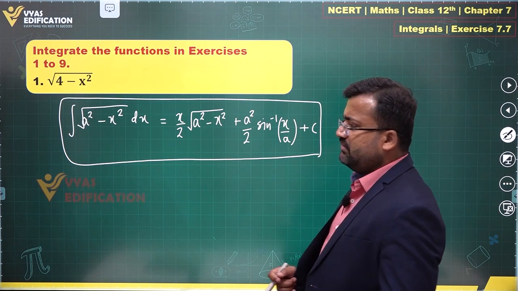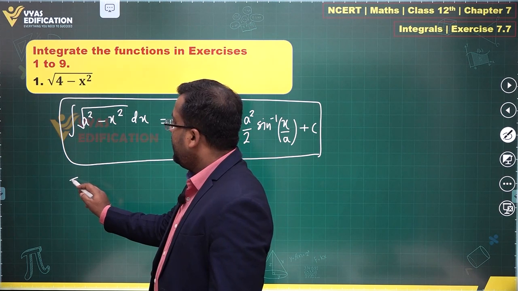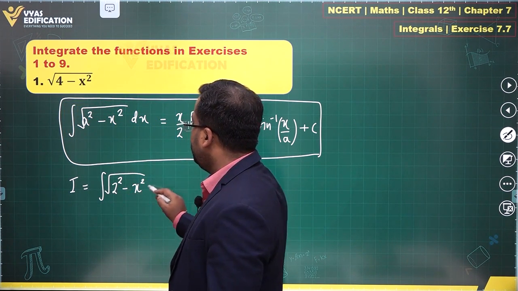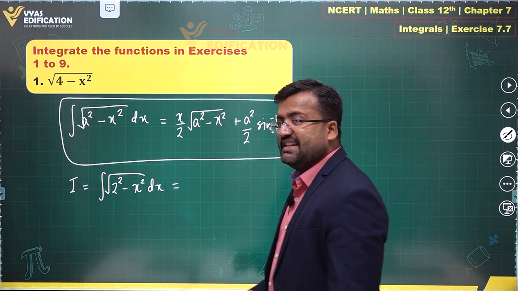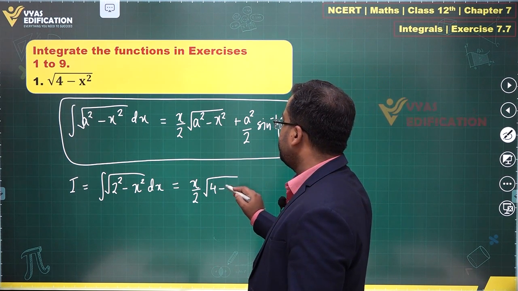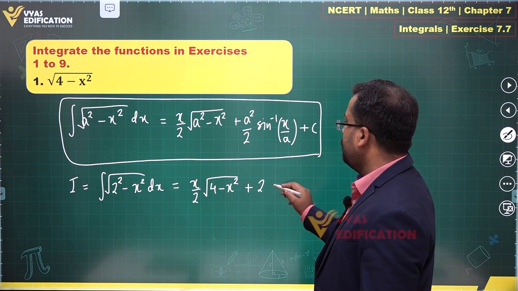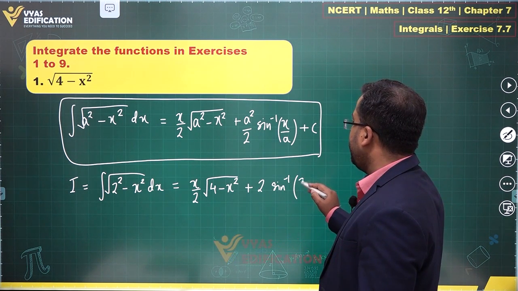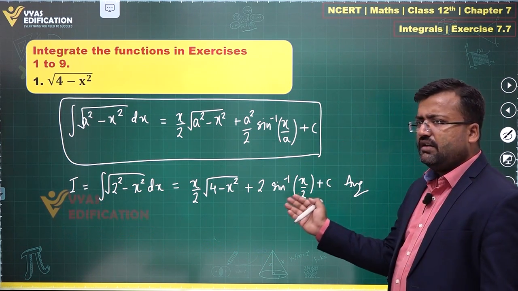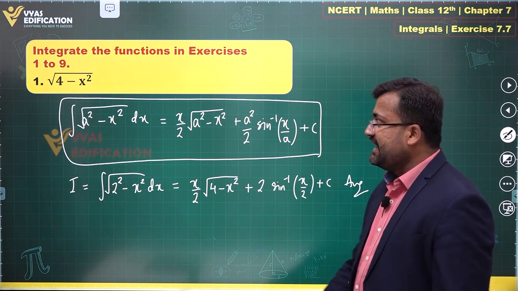There is no need to worry about anything actually. This is the formula that you have. So therefore, I, which is integral of under root 2 square minus x square dx, will be equal to x by 2 under root of a square minus x square, which is 4 minus x square, plus a square by 2, which is 4 by 2 sine inverse x by a, which is x by 2, plus constant. And if you know the formula, you're done. So the question can be solved very easily. The integral can be written easily.